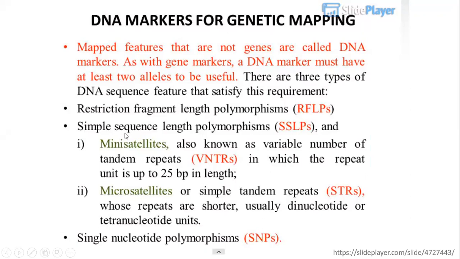Coming on to the simple sequence length polymorphism, SSLPs, there may be two varieties again. Minisatellites, look into this term, variable number of tandem repeats, VNTRs. Microsatellites, simple tandem repeats, STRs.